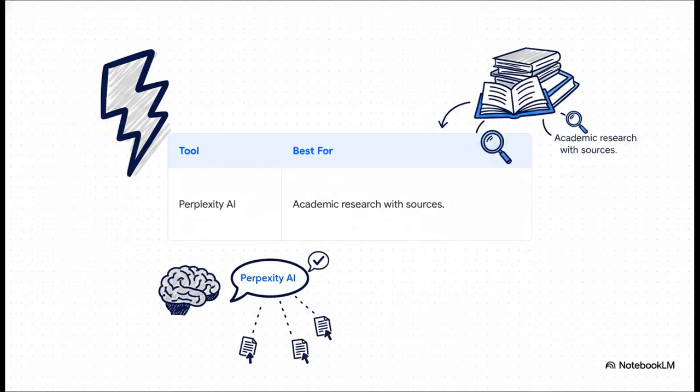So what if you need both speed and academic rigor? Well, Perplexity AI is the answer. It's basically a conversational search engine that actually provides citations for its answers, linking you directly to the source. This is absolutely crucial for any serious research where you have to show your receipts.